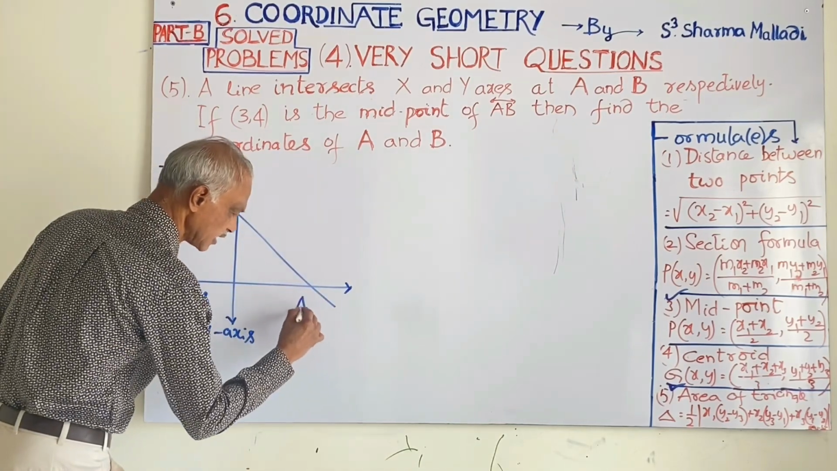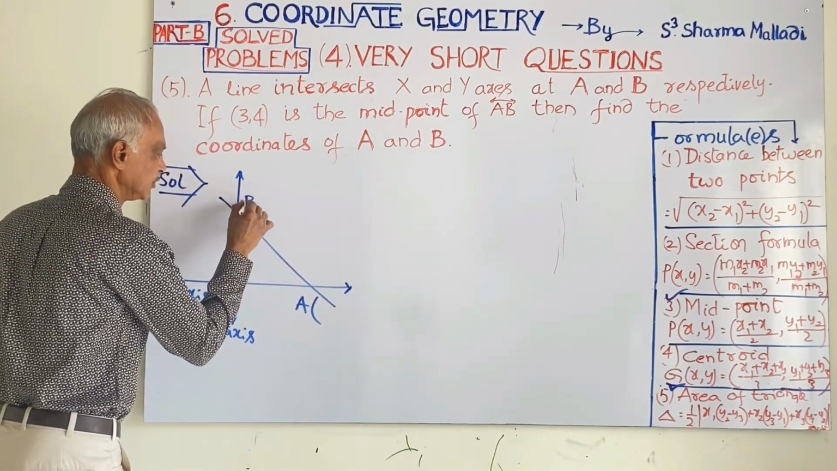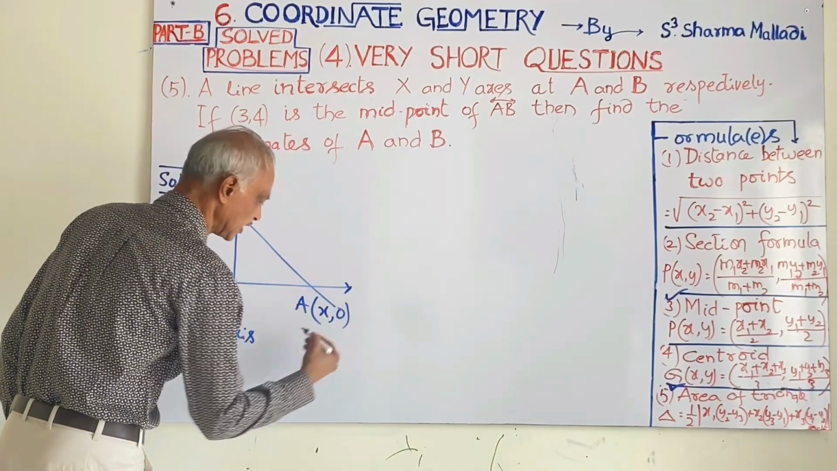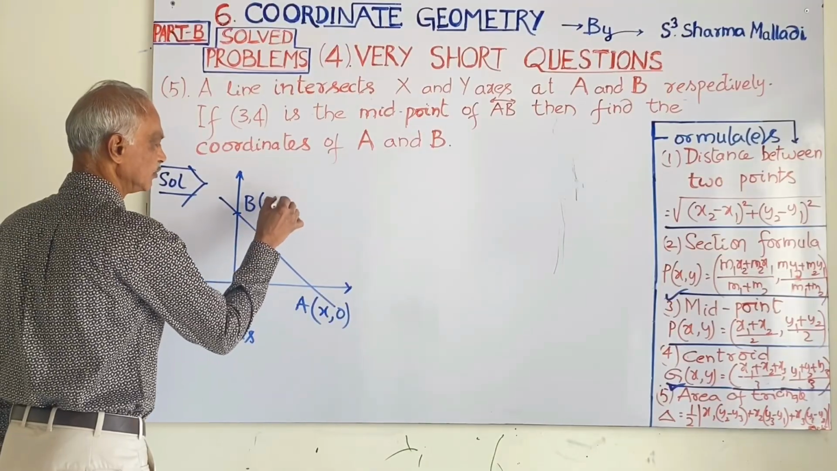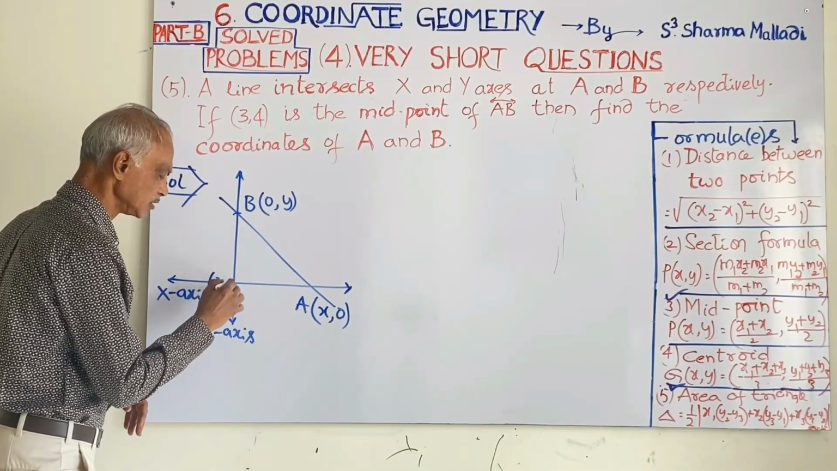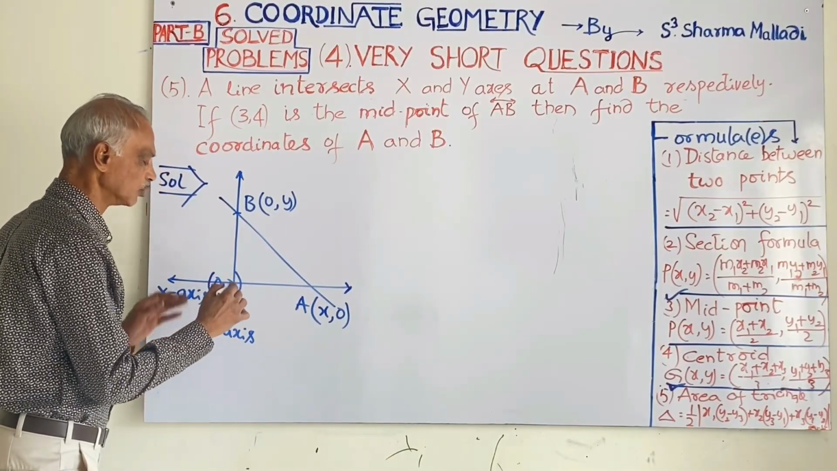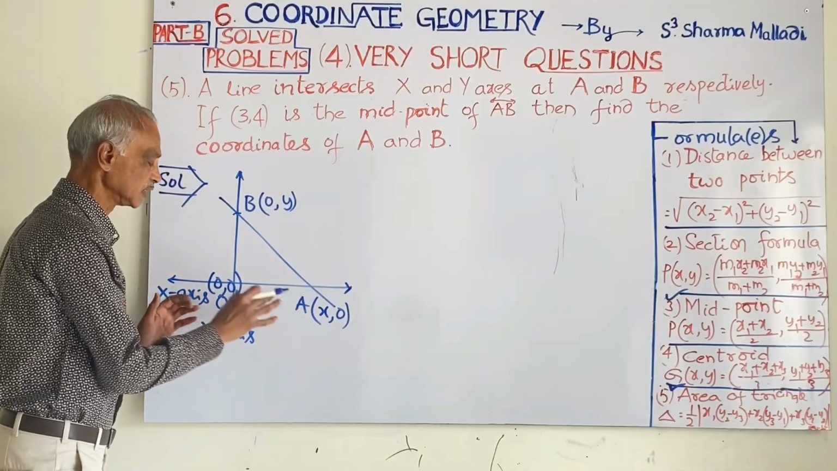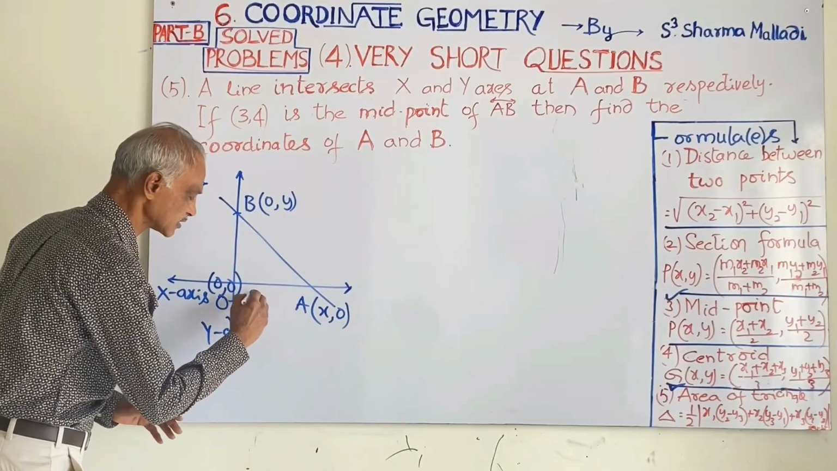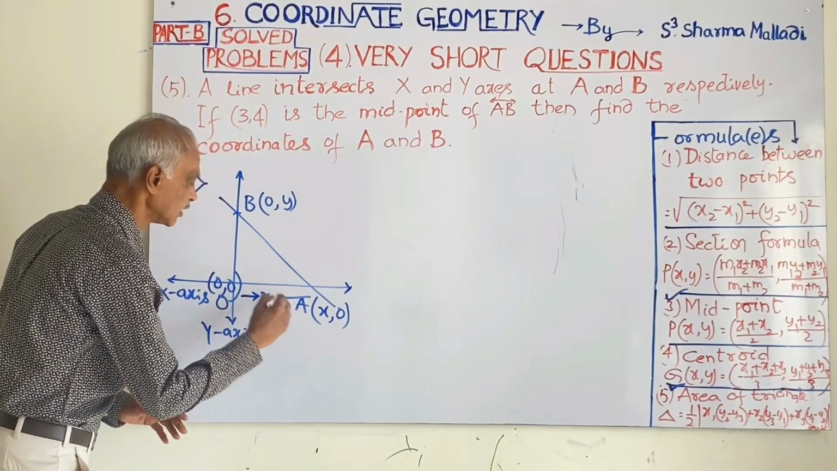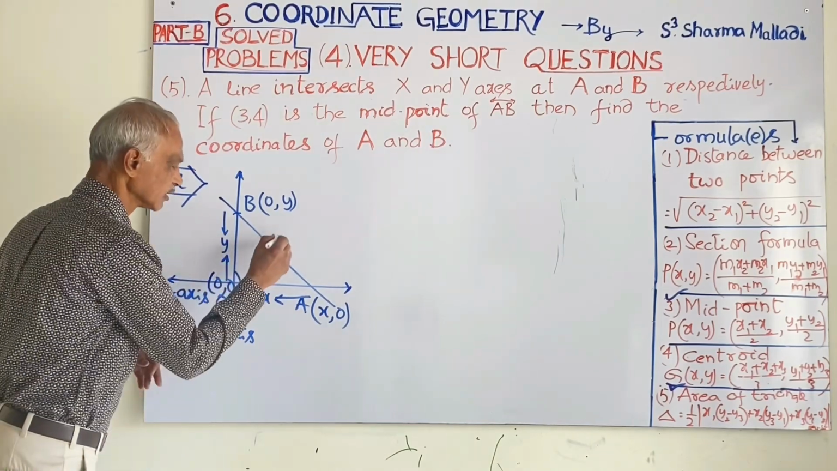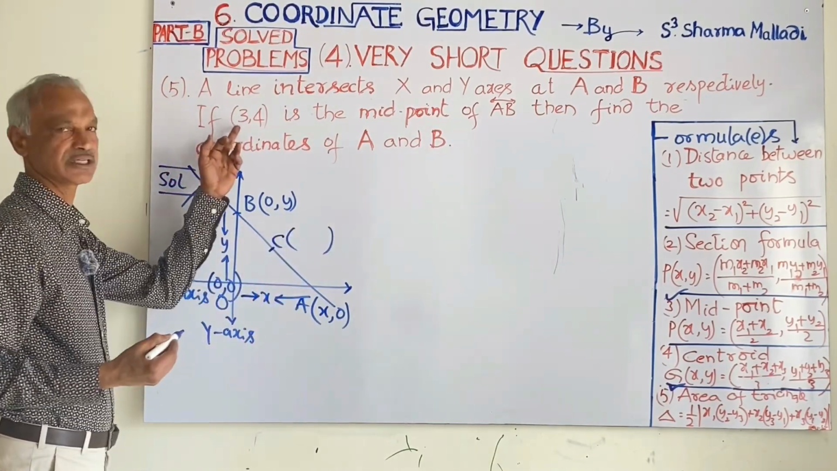You write this as A and this is B, and A will be in the form of (x, 0) and B will be in the form of (0, y). The distance between these 2 points, that is origin O, and A is x. The y will be 0. The distance between these 2 points, this is x and this is y. You take a point C, that is the midpoint, it is (3, 4).